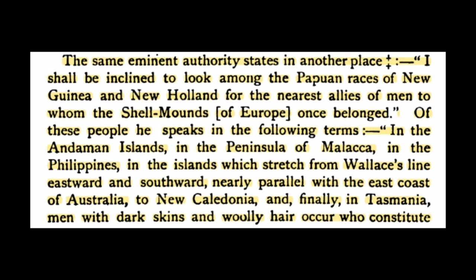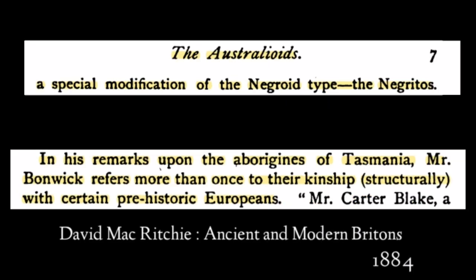The same eminent authority states in another place, "I shall be inclined to look among the Papuan races of New Guinea and New Holland for the nearest allies of men to whom the shell mounds of Europe once belonged." Of these people, he speaks in the following terms: in the Andaman Islands and peninsula of Malacca, in the Philippines, in the islands which stretch from Wallace Line eastward and southward, nearly parallel with the east coast of Australia, to New Caledonia, and finally in Tasmania, men with dark skins and woolly hair occur who constitute a special modification of the Negroid type, the Negritos.